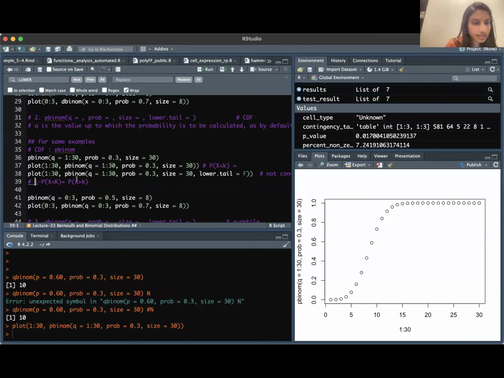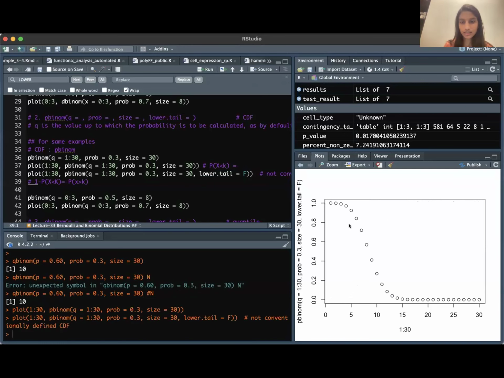Yeah, so it basically does this. When you need P(X ≥ k), mathematically we write that as 1 minus P(X ≤ k), right? Instead of that, you just specify lower.tail equal to FALSE, and it just reverses this whole curve, like you can see here. So that is the basic idea of this argument.